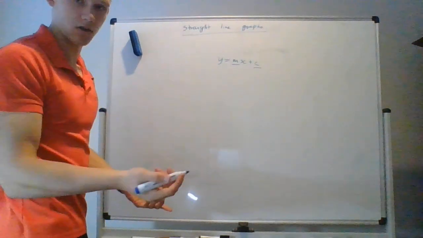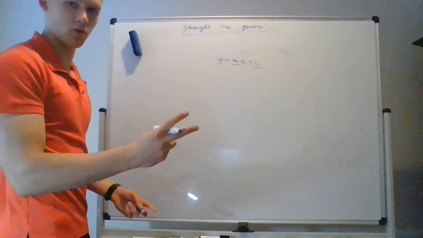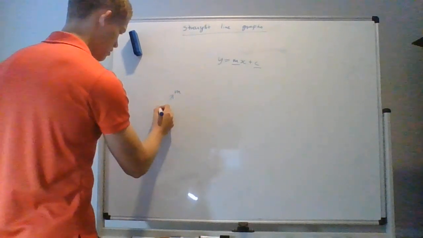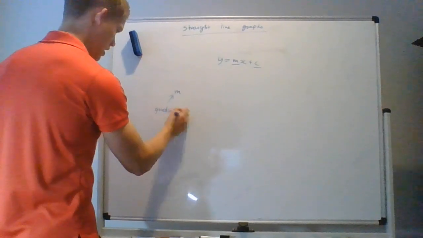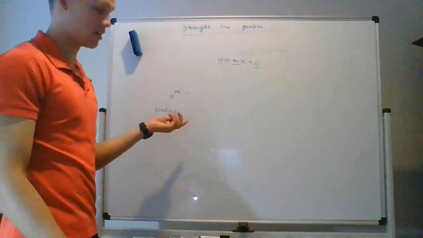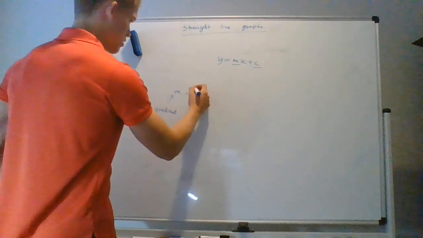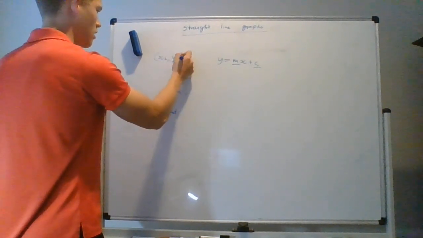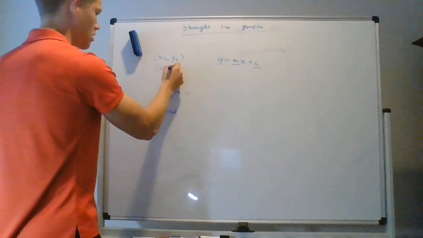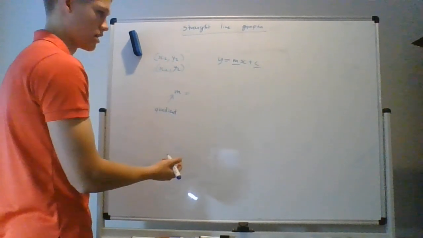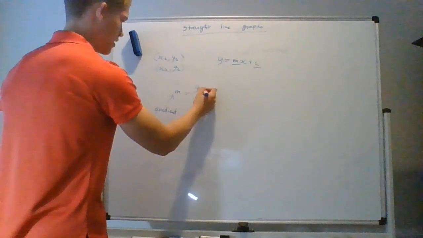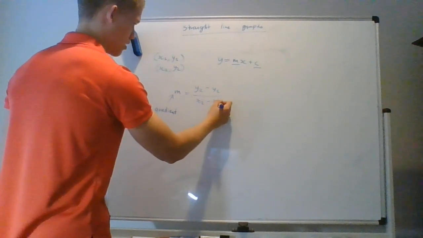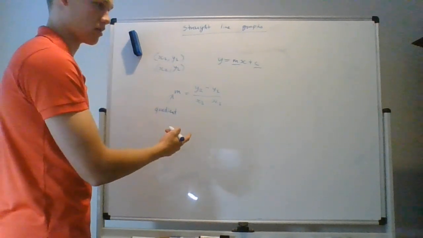In order to calculate the gradient of a graph, you need 2 points of it. So m is our gradient, and to find the gradient, basically you need 2 points. Let's say we have x1 and y1, and we have x2 and y2. To find the gradient, you need y2 minus y1 over x2 minus x1. And that will give you the gradient.